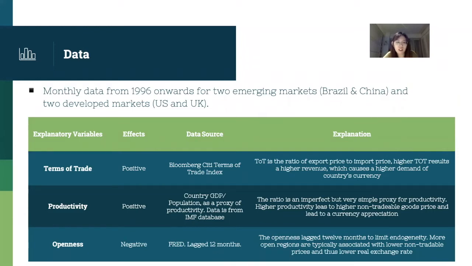Openness lags 12 months to limit endogeneity. So terms of trade and productivity have a positive effect on the exchange rate, and openness has a negative effect on the exchange rate. And next, we move on to the model description.